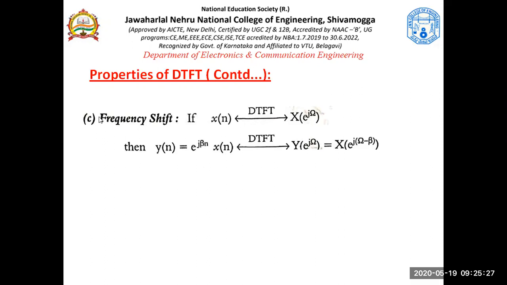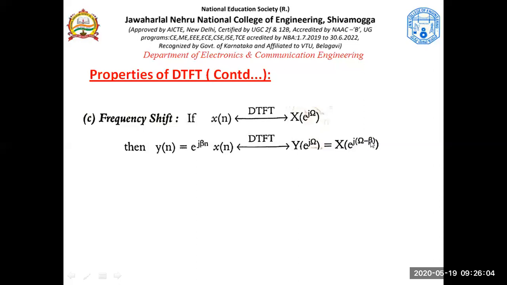The second property that we saw was time shift, but now the shift that we are seeing is in the frequency. So this is the time domain signal. If you apply DTFT on the time domain signal x of n, you will get the frequency domain signal, that is X of e power j omega. Now see here, there is a shift in this. This omega is the frequency. So there is a shift in the frequency, that is beta.